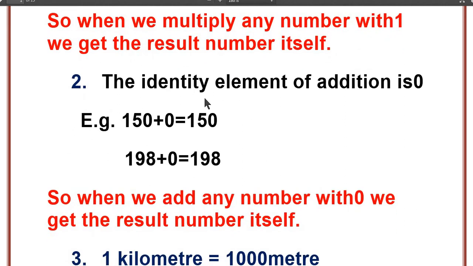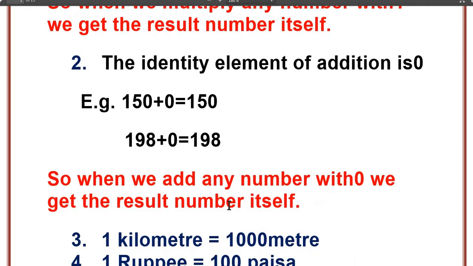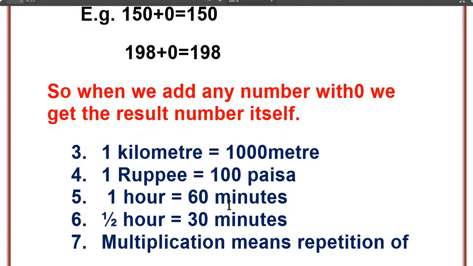Now second point, the identity element of addition is 0. It means if we add 0 to any number, we get the number itself. As an example, 150 plus 0 is equal to 150. 198 plus 0 is equal to 198. So when we add 0 to any number, we get the result number itself.